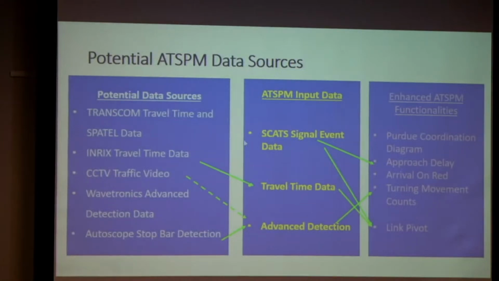So this is a quick summary of how these data turn out and what they eventually go into as an input to the ATS-PM functionality. As you see, the travel time data and the signal event data turn into the link pivot table. We also have the advanced detection, which is converted from Autoscope stop bar detection, and that enabled a lot of the useful ATS-PM performance metrics.